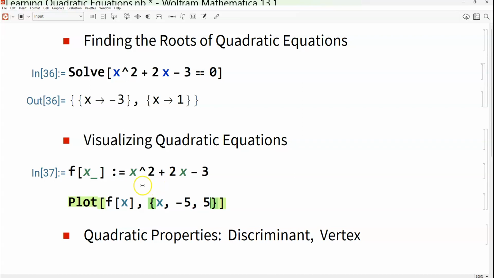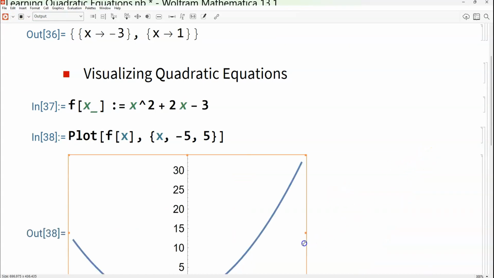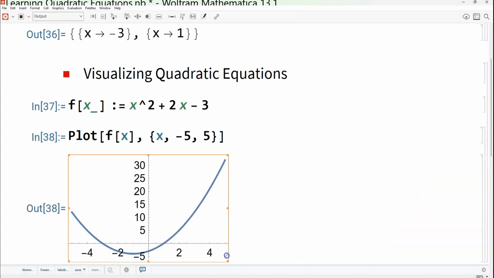We could press shift enter now, or press the little run button. Whoa, we got a big graph here. Let's shrink this down a little bit. And we see this is a picture of this quadratic equation when it's graphed. And indeed, it's 0 when x either takes the value of 1 or -3. You can see these are the roots.